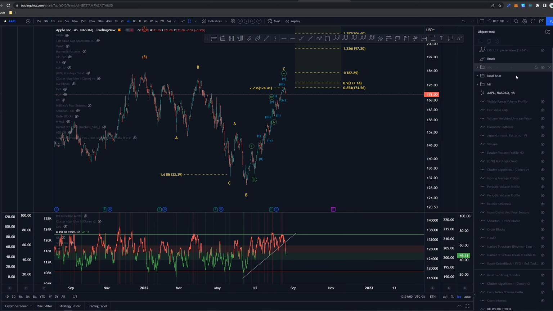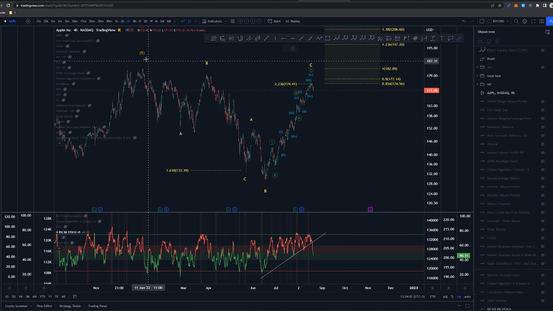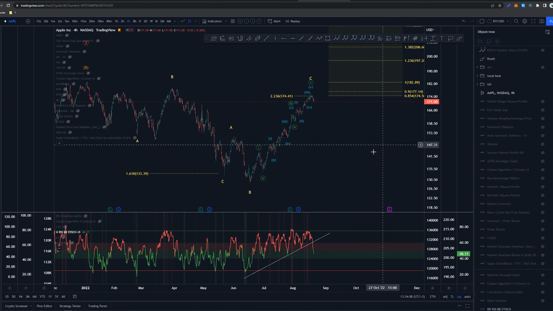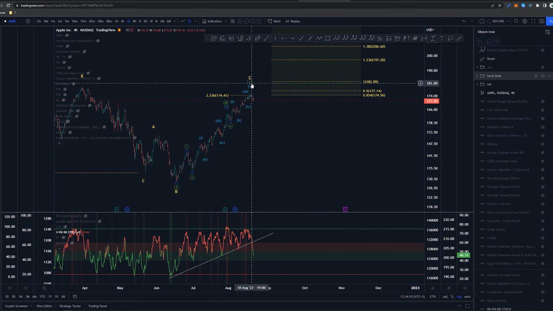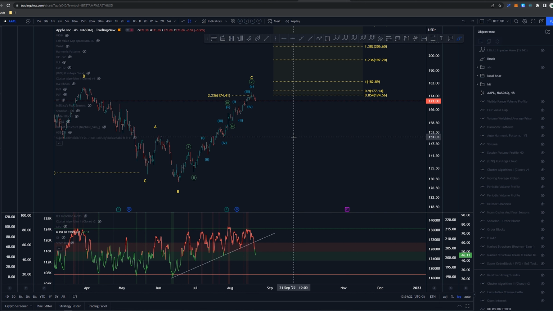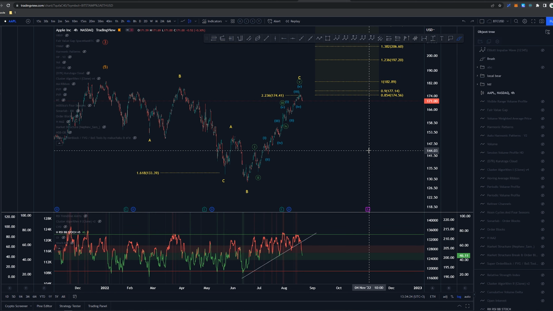Just a reminder. But yeah, ABC, this would be the first part of this whole correction, then another ABC. However, now this is very extended. We probably need to end this here. It is going to the 2.236, there we go, extension of this A wave here, pivoted from B, which is very unlikely in general.